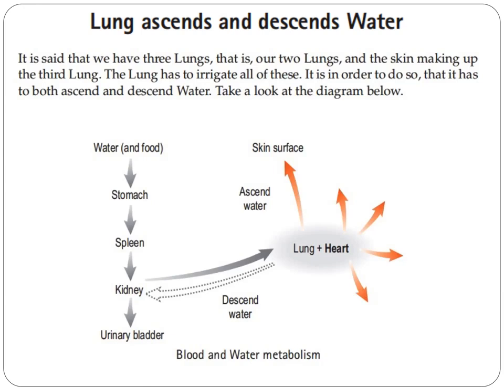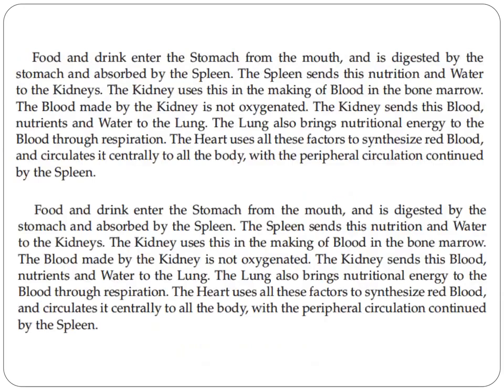The descending function, or the ability of the lung to descend the water, is represented by the fact that whatever is turbid will have to go to the kidney for further purification and eventually for excretion into the urinary bladder as urine. Food and drink enter the stomach from the mouth and are digested by the stomach and absorbed by the spleen. The spleen sends this nutrition and water to the kidneys. The kidney uses this in the making of blood in the bone marrow.